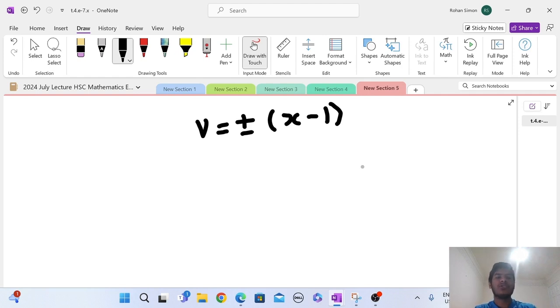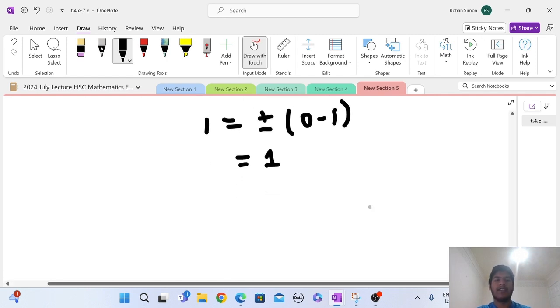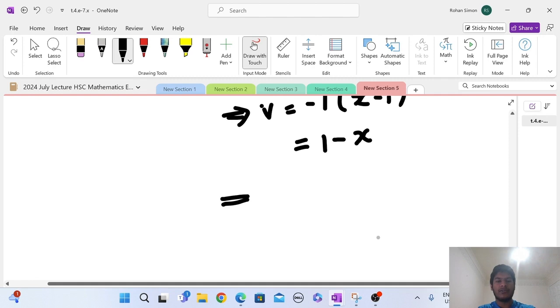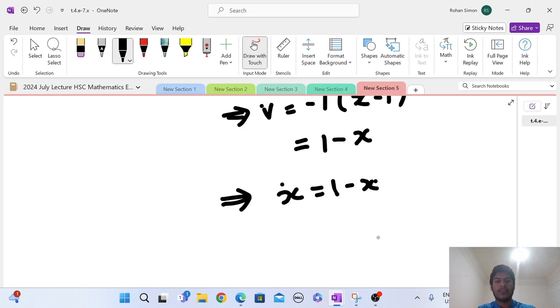So we get v equals 1 at x equals 0. So we get plus or minus 0 minus 1 equals positive 1. Well, that clearly means we're going to take the negative case, right? So if we want 1 coming out of that expression, we take the negative case. So we get v equals negative x minus 1. Or if we redistribute the minus sign, we end up with 1 minus x. And that was the expression we're looking for. So you end up with v or x dot, either way, is equal to 1 minus x. And so we're done with part 1.